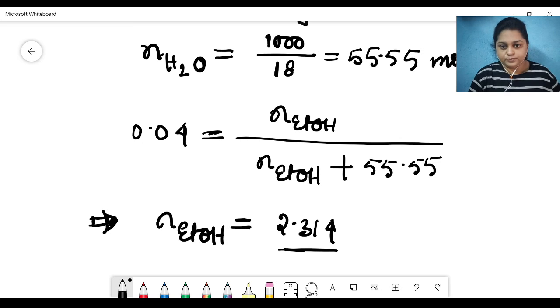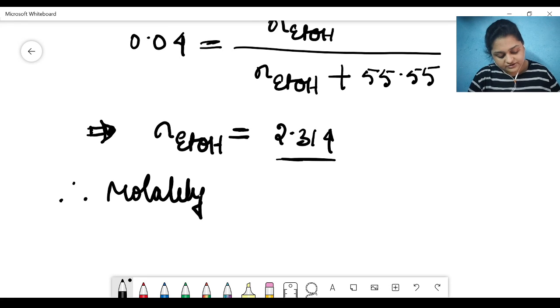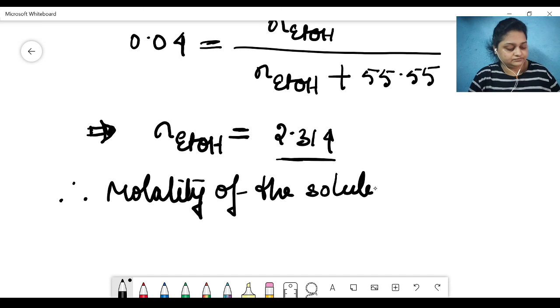Now, this mole number, 2.314 moles of ethanol, is present in 1000 gram of water, which is nothing but the basic definition of molality. So we can say that the molality of the solution, therefore, equals 2.314 molal.